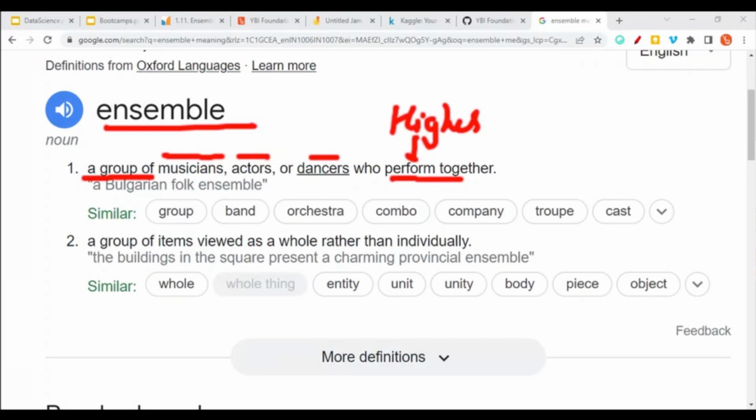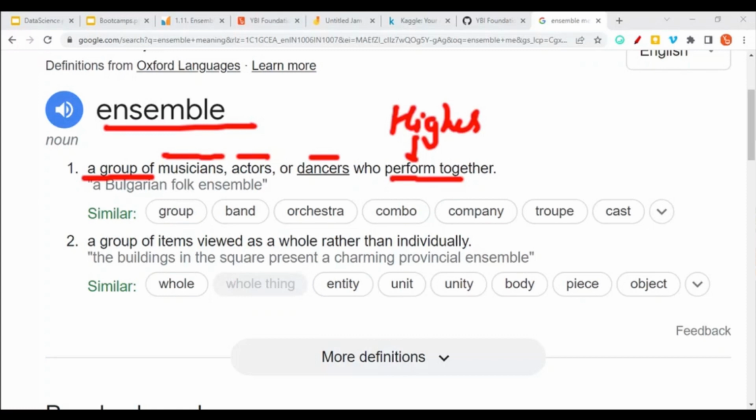So whenever there is a group of people of different types, in an orchestra we have someone playing the guitar, someone playing the tabla, someone playing something else. So there are different qualities of performers, and they perform together and give a higher performance, right?